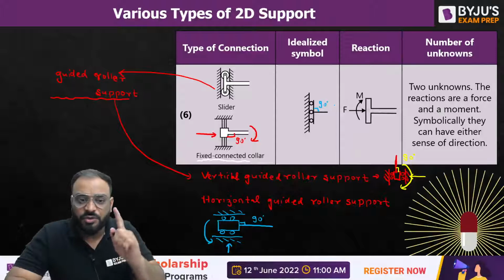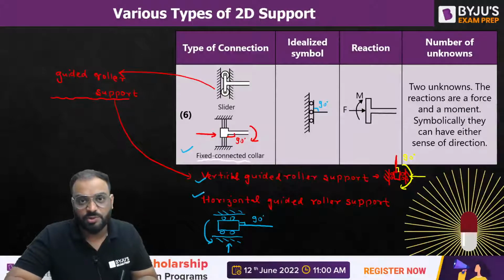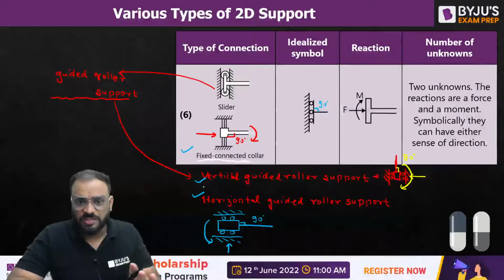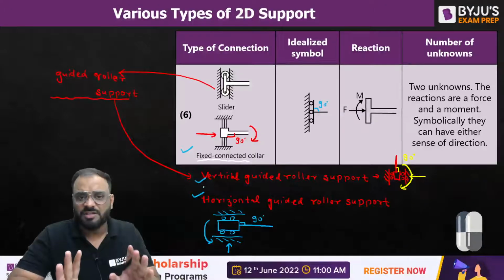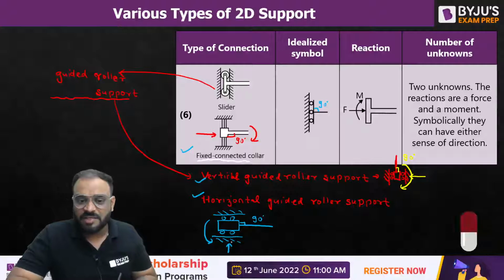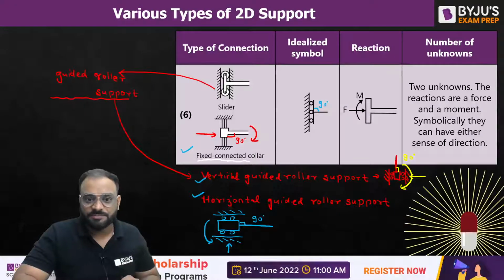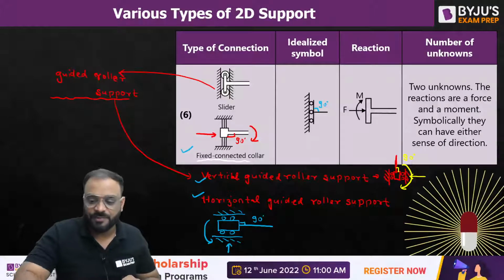Now guys, as I told you earlier, either if you have fixed collar support, or vertical guided roller support, or if you have horizontal guided roller support, you have only two reactions, right? But you can understand guys, the placement of reaction will get changed if you have vertical and if you have the horizontal. The placement of the reaction is a little bit different. As you can see here guys, in this case we have horizontal reaction, and in this case we have a vertical reaction, right? So these are the two different types of support. One is fixed collar and the second one is slider.